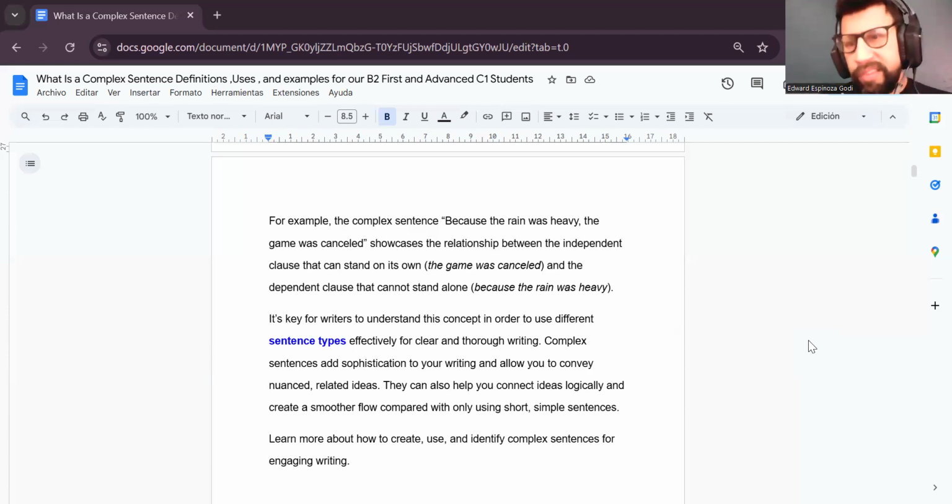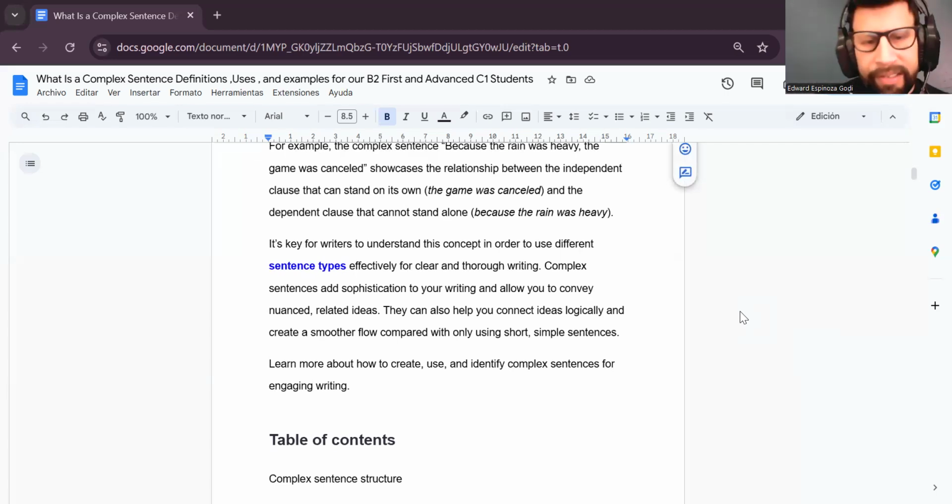It is key, which means it's important or essential, for speakers or writers to understand this concept in order to use different sentence types efficiently for clear and thorough speech and writing. Complex sentences add sophistication to your speech and writing and allow you to convey nuanced, related ideas. They can also help you connect ideas logically and create a smoother flow compared with only using short, simple sentences.